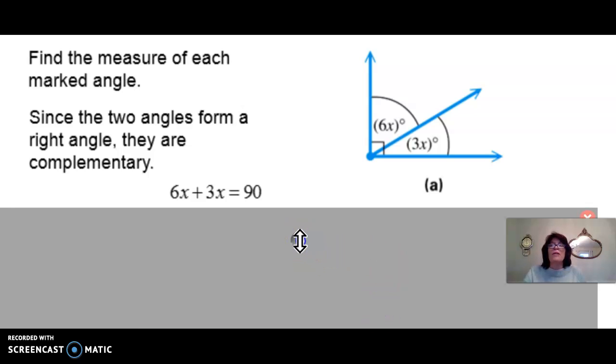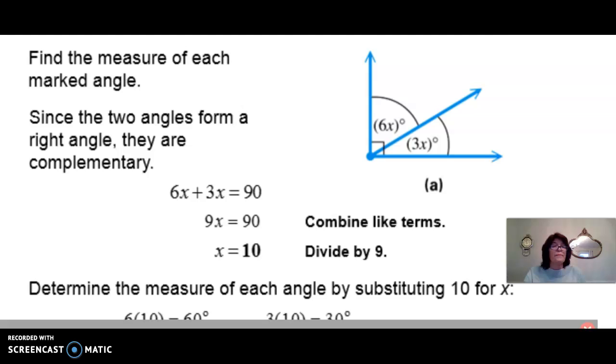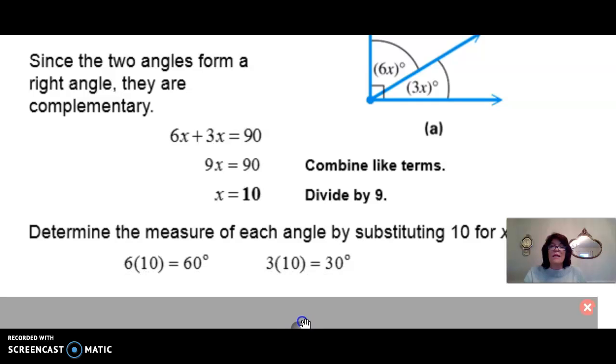Find the measure of each marked angle. Since the two angles form a right angle, I don't know if I told you that, but this symbol implies a right angle. If you don't see that symbol, you can't assume it's a 90-degree angle. But since I have that symbol, I know that 6x plus 3x has to add up to 90. Do you see it? Since 6x is this angle, 3x is this angle, and together they form the 90-degree angle, they have to add to 90, okay? So 6x plus 3x equals 90, 9x equals 90, x is 10.